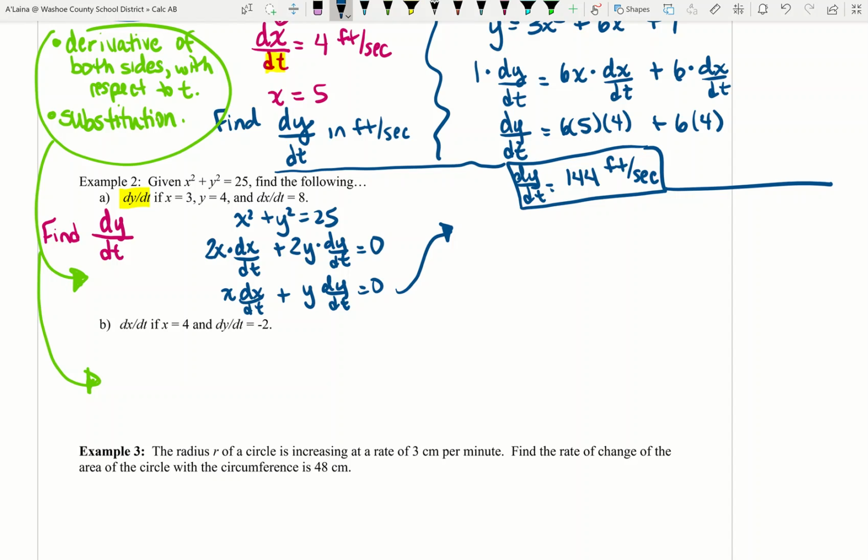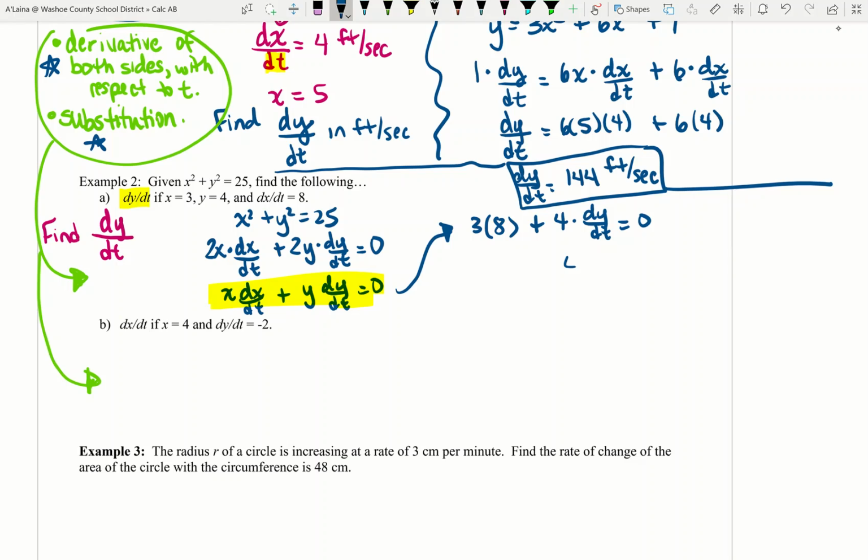All right, I did the derivative, so now I'm going to do the substitution piece and rewrite this equation that I divided everything by 2. We could call this a differential equation. We'll talk more about those later in the year. But x is 3, dx over dt we are told is 8, y is 4, and dy over dt is what I'm trying to find, so that's going to remain my variable.